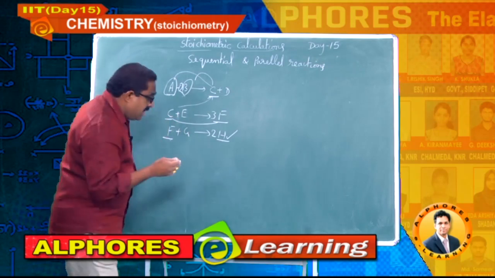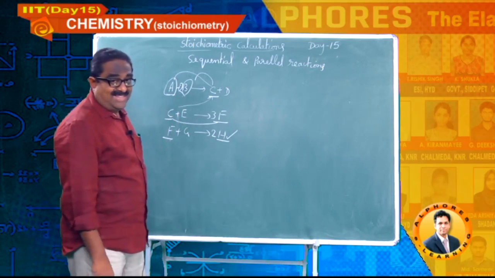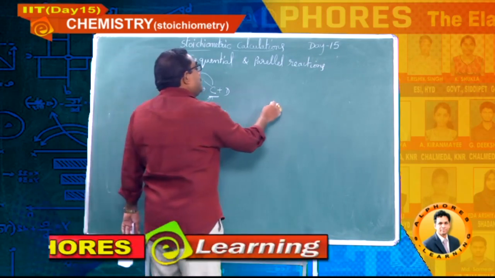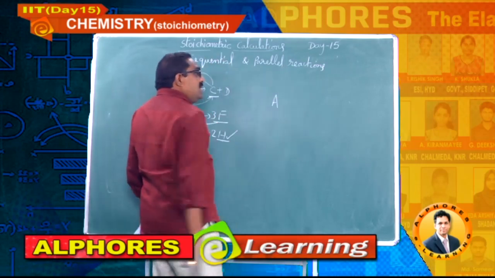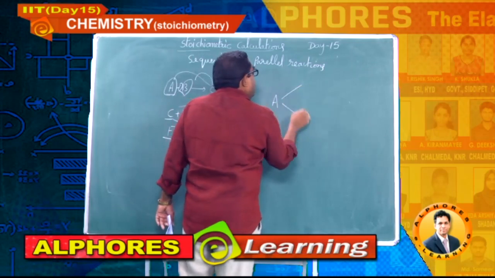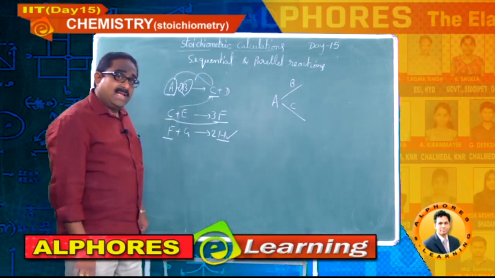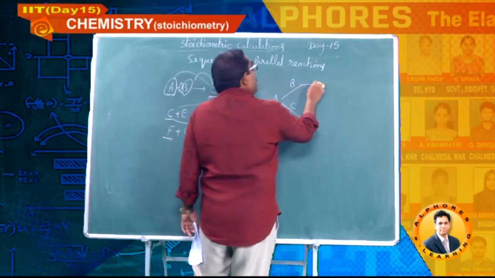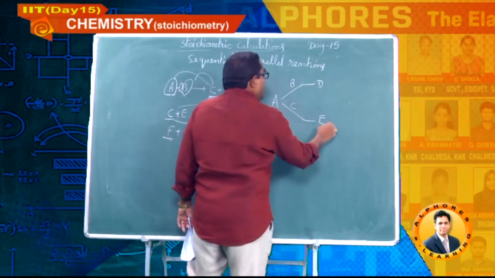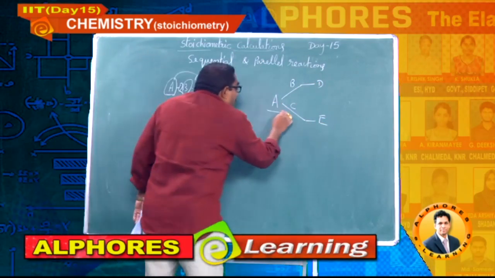Okay, students. Now, another type, parallel reactions. Parallel reactions means, say for example, if a chemical A is there, it can react at a time with B as well as C, at a time B as well as C, to form products D, say for example E, at a time, for a given amount of A.